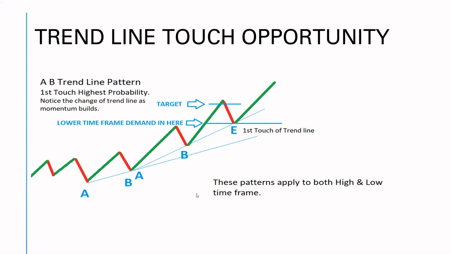Trend lines can also have a second touch, a third touch. So we can have this first touch here, a second touch, a third touch. They can go on and on and on. It can do that in a very strong market. However, every touch, your probability is being reduced.